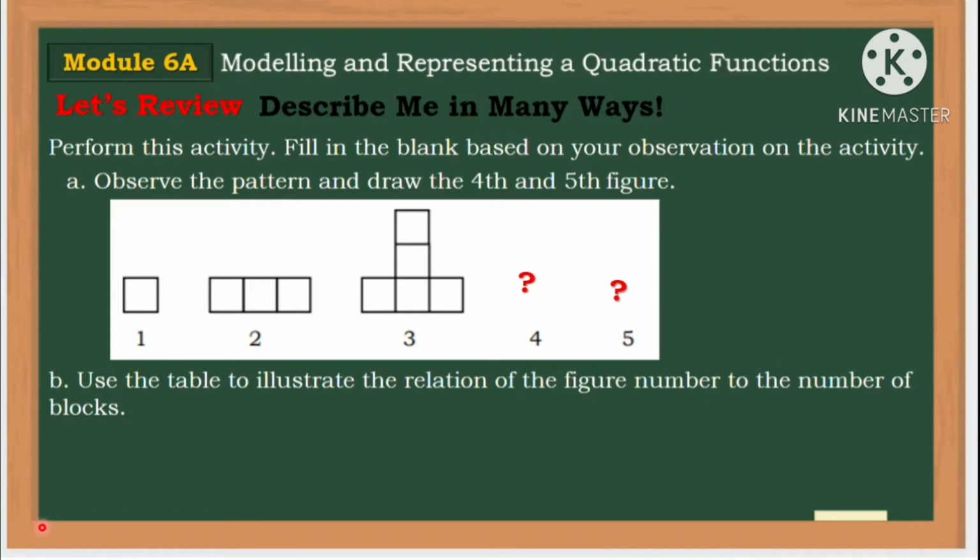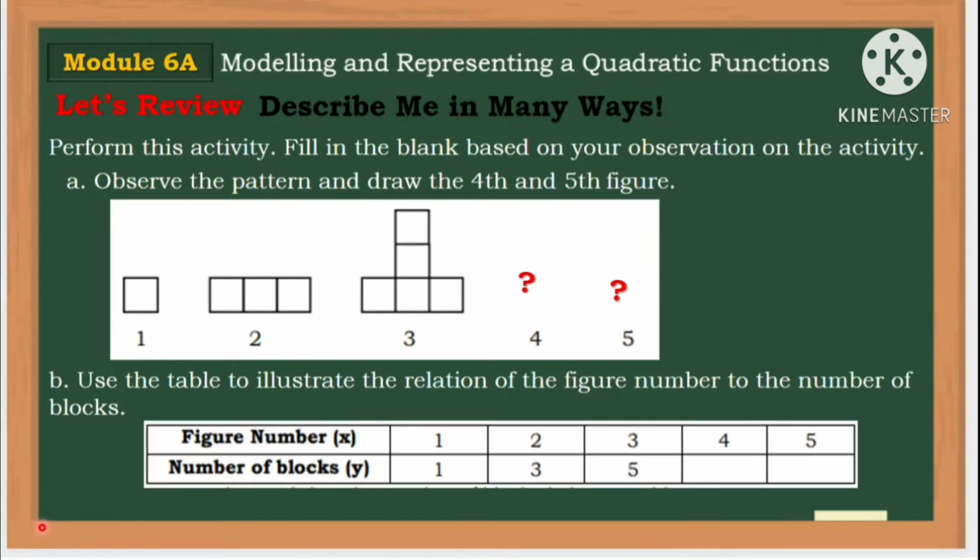Okay, so we have there a table which illustrates the relation of the figure number to the number of blocks. If 1, that is 1. If 2, that is 3. Pag figure 3, the blocks is 5. How about 4? Yes, that is 7. Very good. And how about the fifth figure? That is 9.